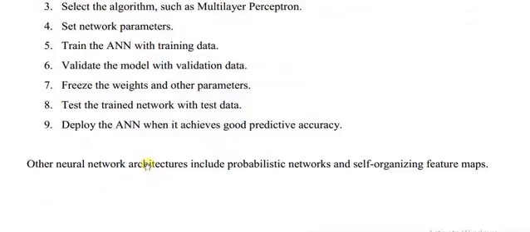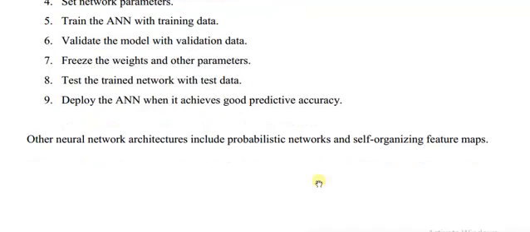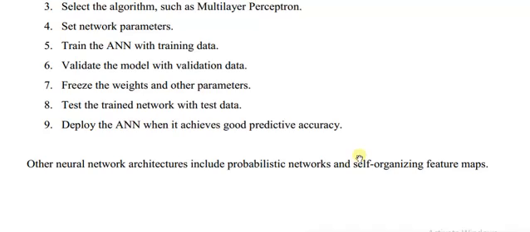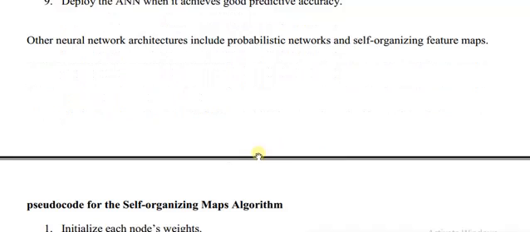Other neural network architectures might be the probabilistic neural network and self-organizing maps, as we have already seen. They can be used in the classification of problems. The probabilistic neural network can be used in classification, and SOMs can be used in clustering.